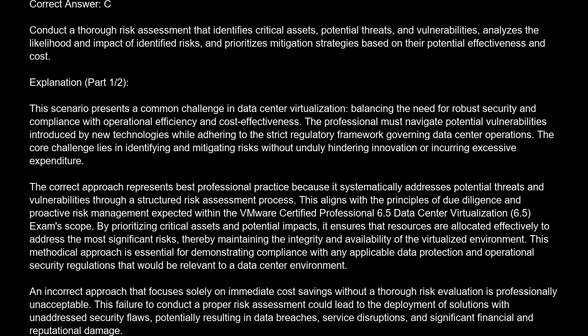By prioritizing critical assets and potential impacts, it ensures that resources are allocated effectively to address the most significant risks, thereby maintaining the integrity and availability of the virtualized environment. This methodical approach is essential for demonstrating compliance with any applicable data protection and operational security regulations that would be relevant to a data center environment.